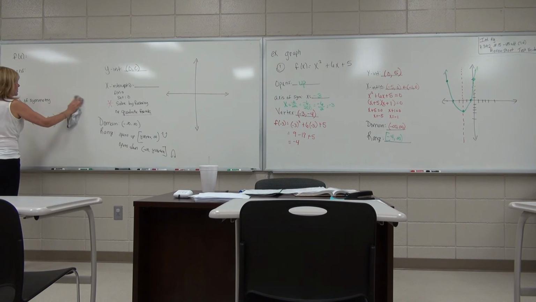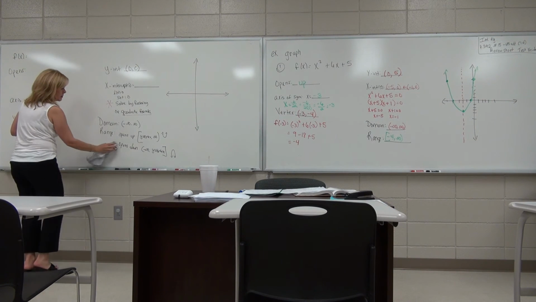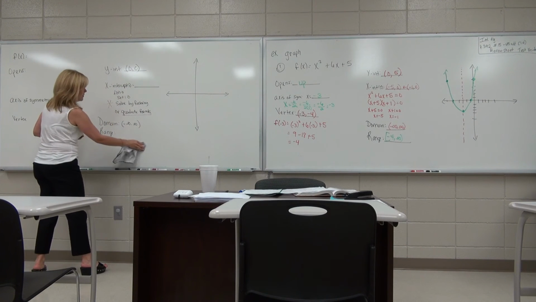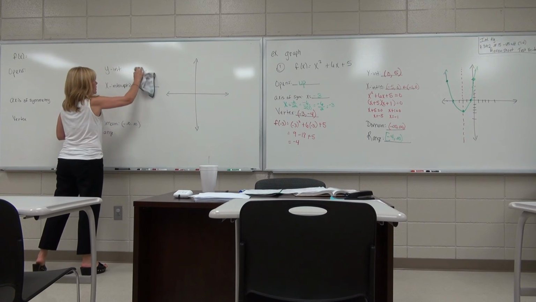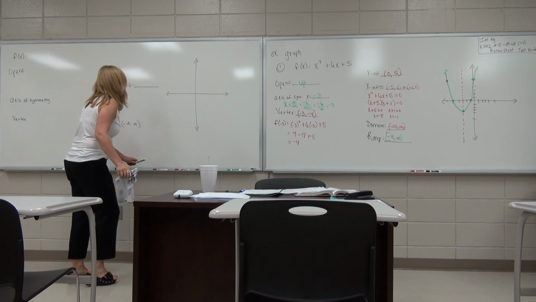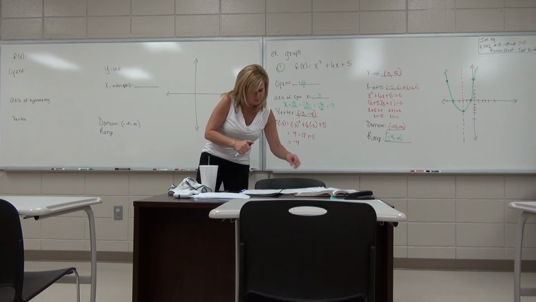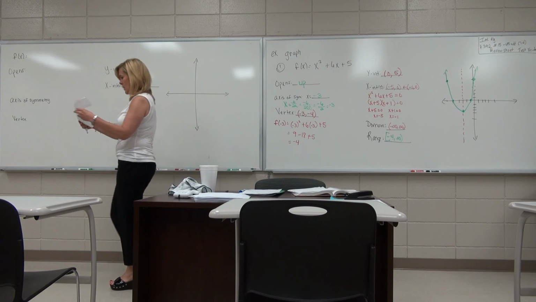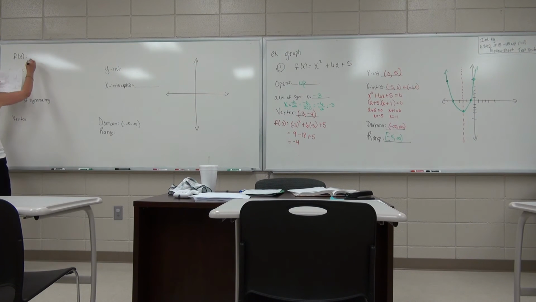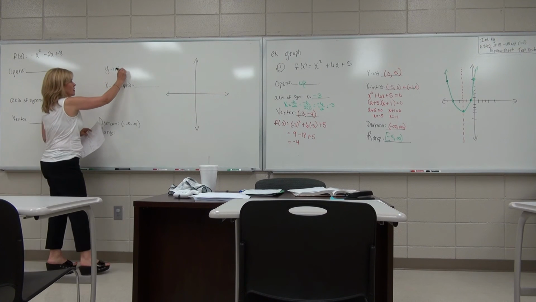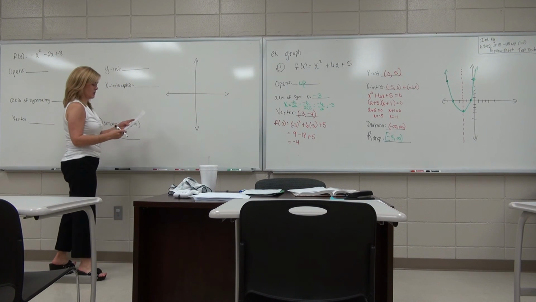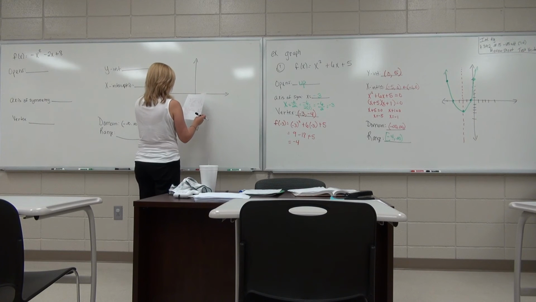All right, let's look at another. On this next one, let's say I have f of x is equal to negative x squared minus 2x plus 8. We want to find everything here.